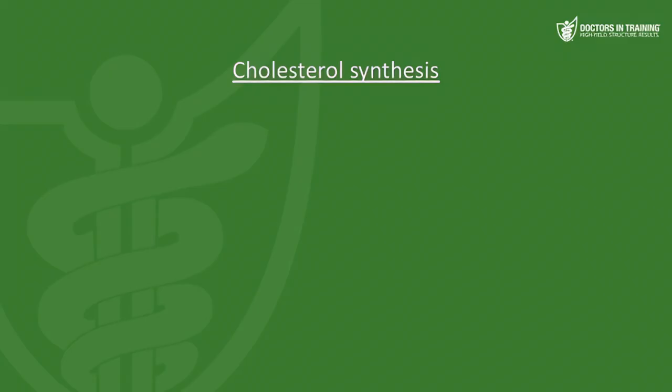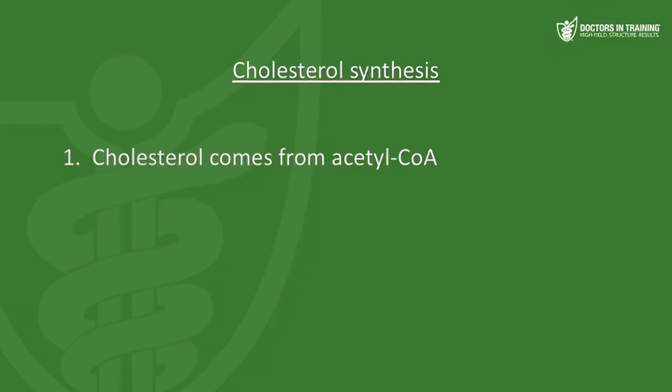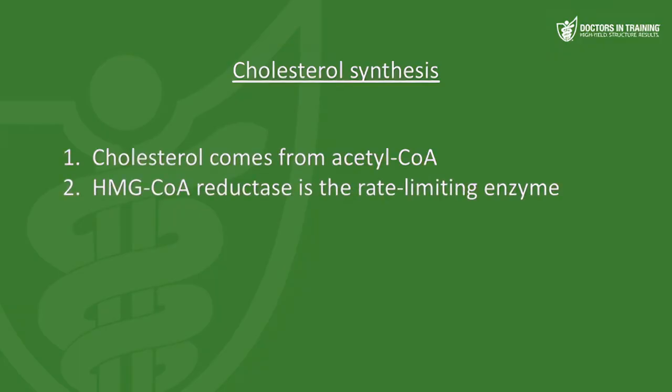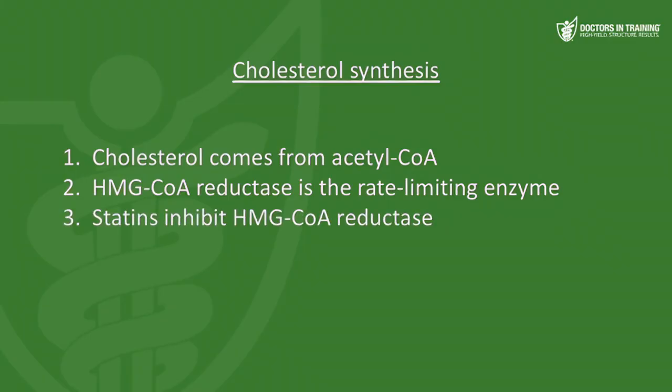It's HMG-CoA reductase. Now don't confuse that with the rate-limiting enzyme for ketone synthesis. That's HMG-CoA synthase. And so what are the drugs that inhibit HMG-CoA reductase? Well, it's the HMG-CoA reductase inhibitors, also referred to as statins, things like atorvastatin. So those are really the only three things that I want you to know for Step 1 about cholesterol synthesis. It comes from acetyl-CoA, HMG-CoA reductase is the rate-limiting enzyme, and statins inhibit that enzyme.